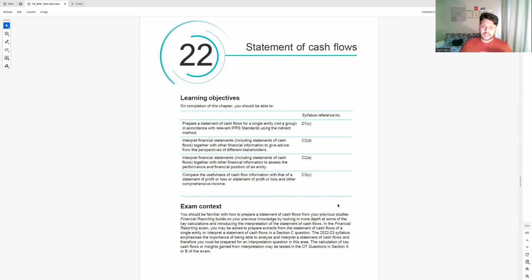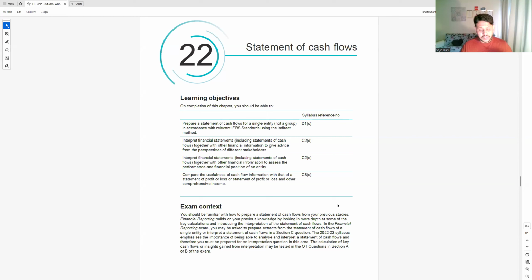Hello and welcome. In this session, we're going to talk about the cash flow statement. This is one of the papers from the ACCA, and we call it financial reporting. And the cash flow is one of the important topics we have in F7, the paper we call financial reporting.